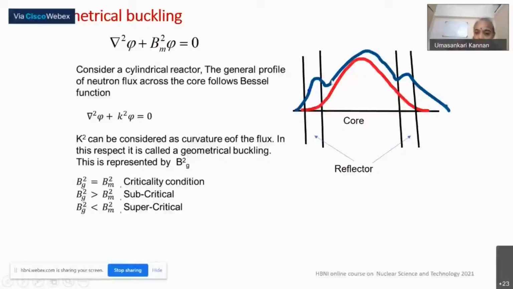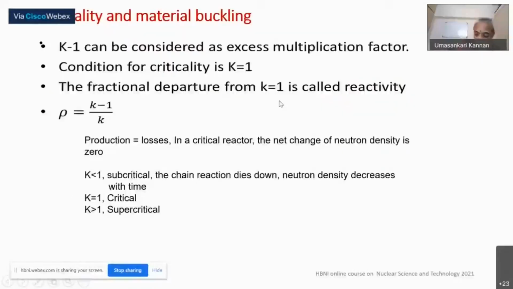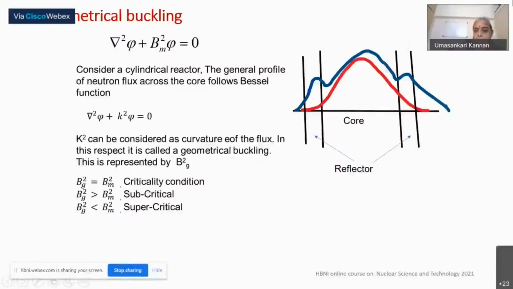So the red one is the flux when there is no reflector, let us say, and the blue one is that when there is a reflector. You know that a reflector can give you more thermal neutrons. So there will be a slight peak of thermal neutrons here, and then it would reduce. And similarly, this is a simple cylindrical reactor which I have taken.